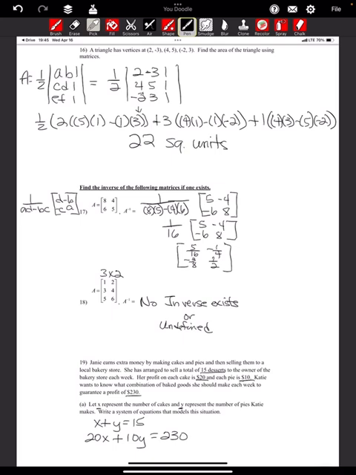Now, I do want to tell you here, you did not have to do the total desserts first. You could have done the total money first and then the total desserts. Either one works, as long as you had X plus Y equals 15 and 20X plus 10Y equals 230. So that's the first part.